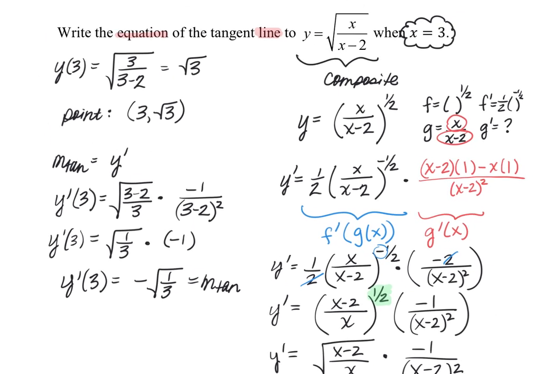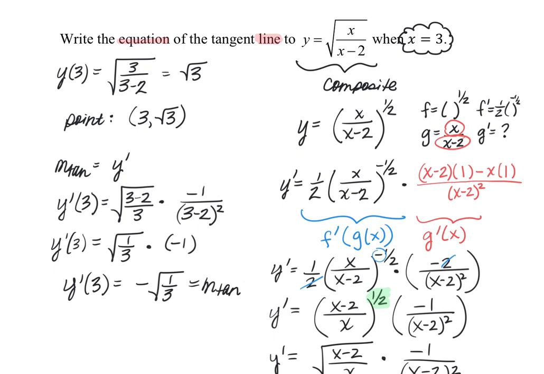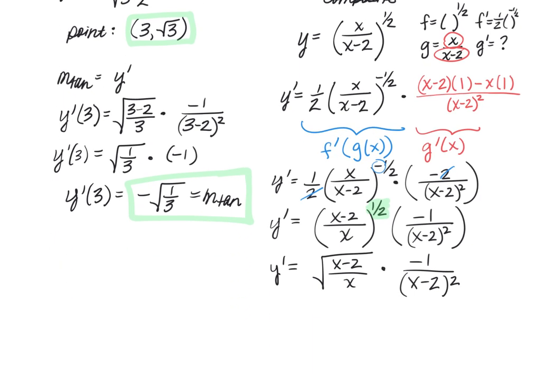So back to the original problem, which was to write the equation for the tangent line. We now have all of the necessary pieces. We know that the point we're using is 3 comma square root of 3, and we know that the slope of the tangent line is the negative square root of 1/3. So given that this point is not the y-intercept, I think it's much easier to use point-slope form to write the equation for the line at this point.